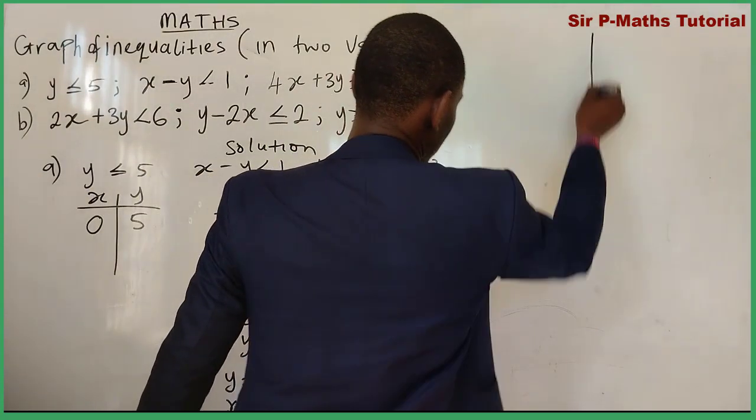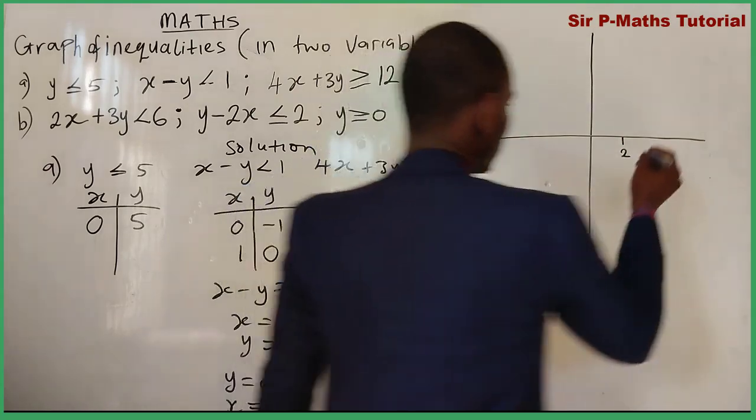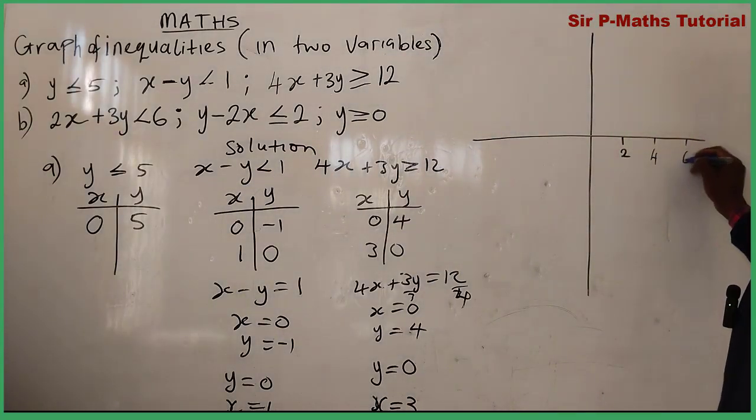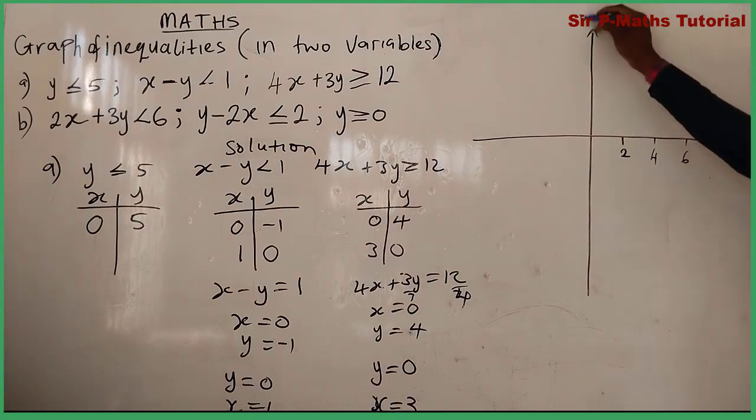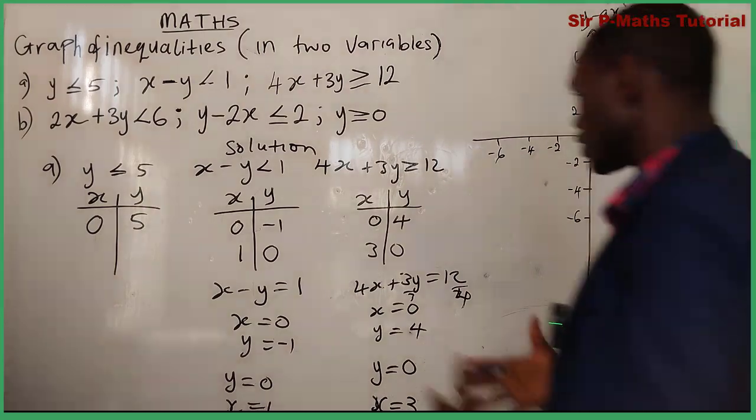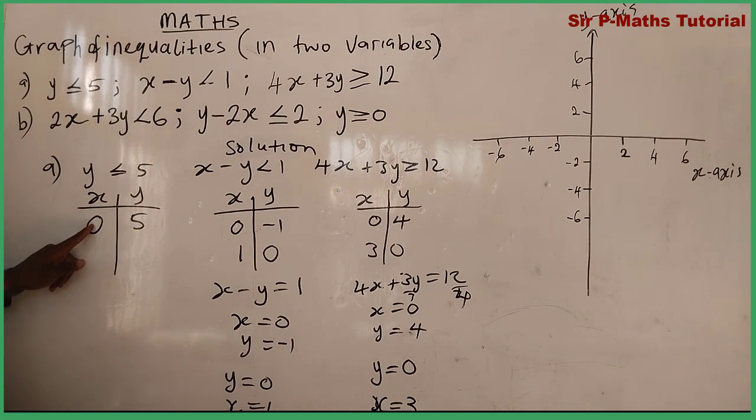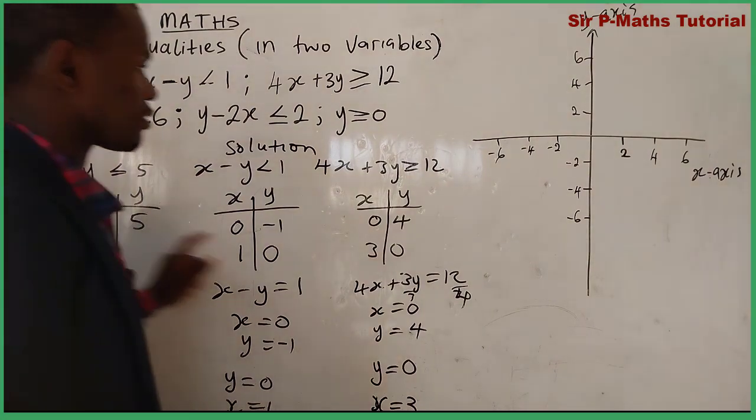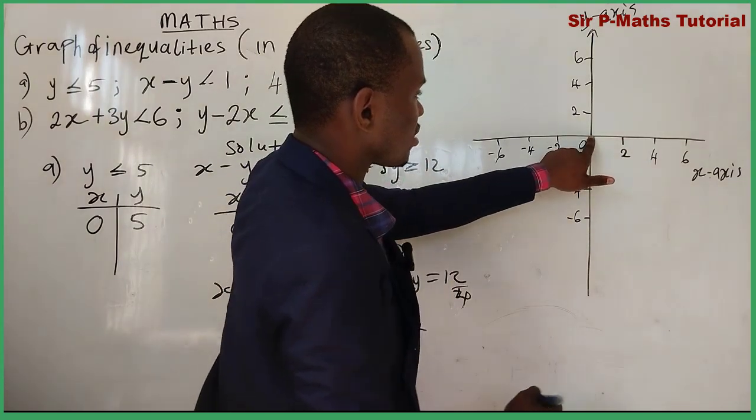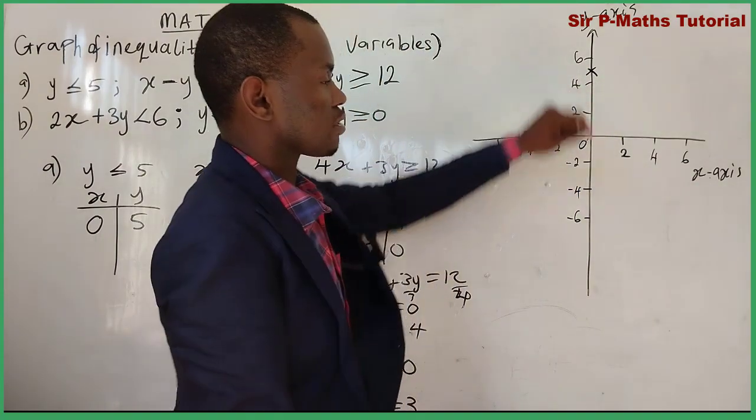We move straight into plotting the graph of the inequality. I will use 2 cm to represent 2 units. Okay, I have my Cartesian plane. Let us start plotting. At this point, I have x to be 0, while y is 5. The origin is always the 0. So if x is 0, 5 will be somewhere in between 4 and 6.